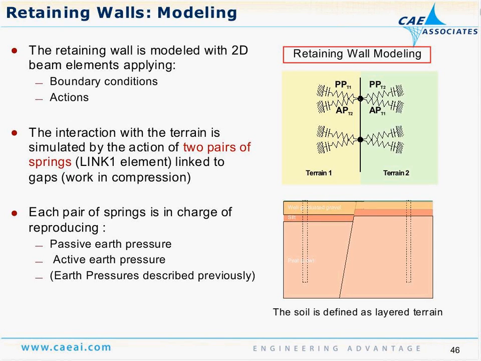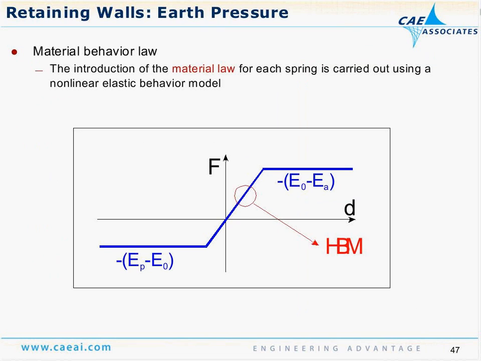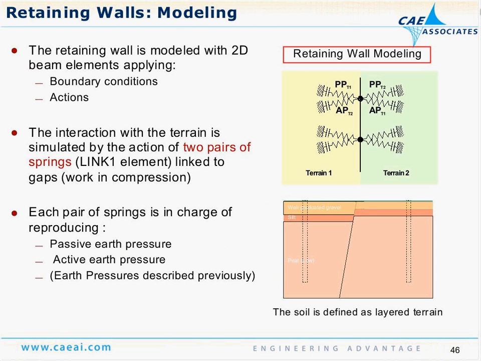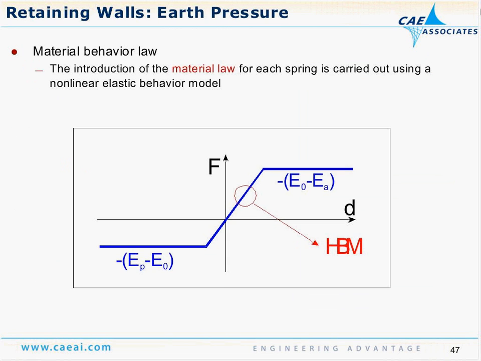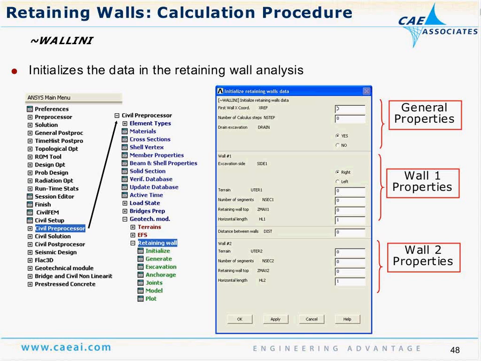The automated process will go and create a series of links to represent both the passive and active earth pressures on our structure. These are nonlinear material laws, which can carry out the nonlinear elastic behavior of the particular spring representing the retaining wall and the appropriate connections.